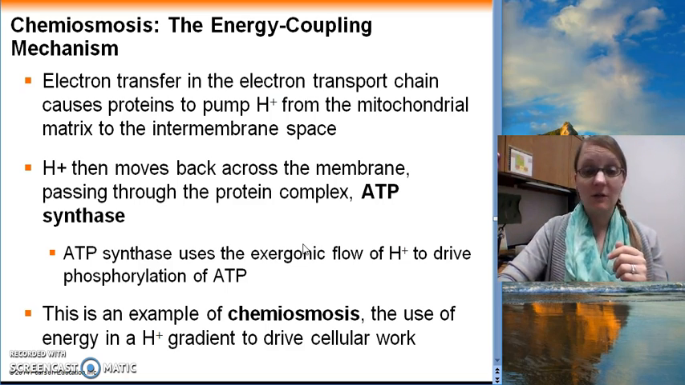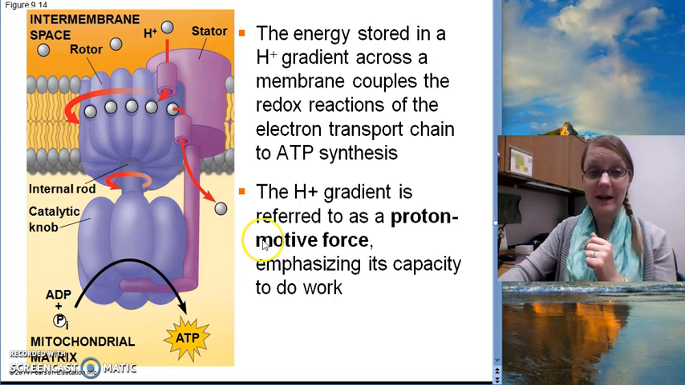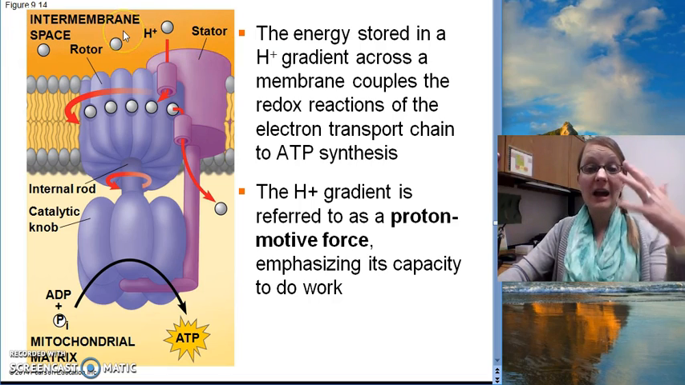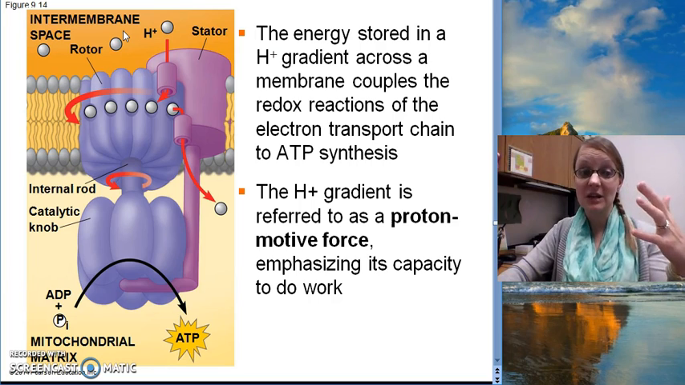Right? So if we go to the next slide. Right, this is sort of a zoomed up view of that ATP synthase. Here's our intermembrane space where you have that high hydrogen ion concentration.